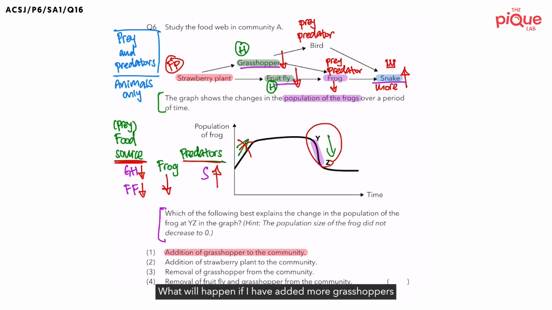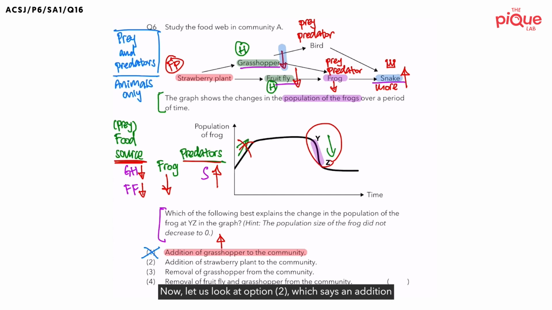What will happen if I have added more grasshopper into a community? Would I see an increase or a decrease in the population of the grasshoppers? I would see an increase in the population of grasshoppers because an addition means you plus more grasshoppers. But in our annotation above, we see that there is a decrease in the population of grasshopper. So can we choose option 1 as a correct answer?